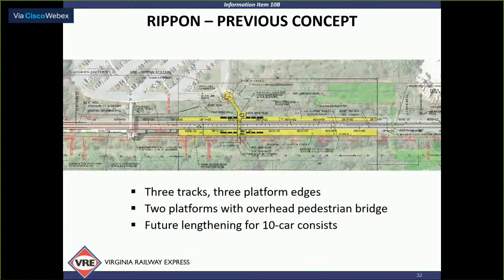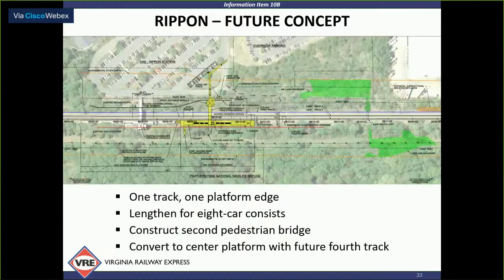Moving to Ripon. Ripon was one of the more complicated pieces in the previous iterations, where we had three tracks and three platform edges, as noted before, with a new overhead pedestrian bridge giving us two access points. For those of you who know Ripon, it's kind of down in a hole, if you will. You have to come from grade down to the platform. We had considered lengthening the platforms, adding the center platform, and making it longer for 10-car consist when needed. Now, if you would, Robert, slide 33.